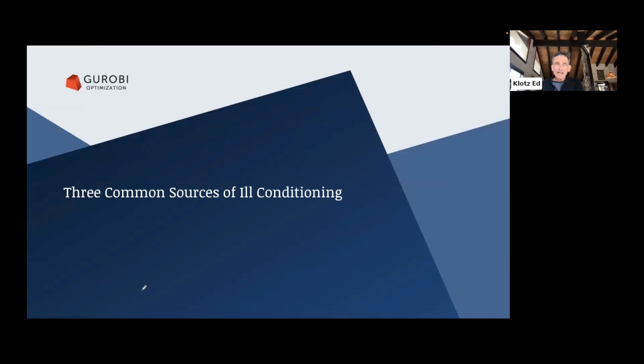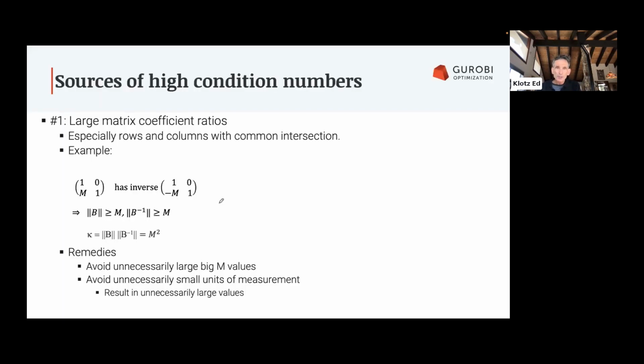All right. So the next thing is, it turns out there are 3 common sources of ill conditioning that show up over and over again, and it's very useful to look for them. And what is the first one? Exactly what we were asked about, namely large matrix coefficient ratios. And this is particularly true when those rows and columns have common intersection.